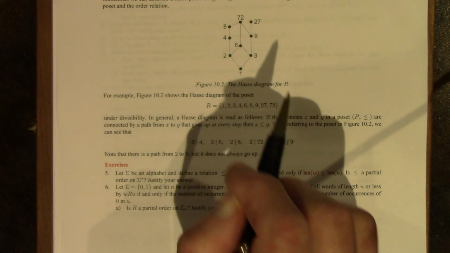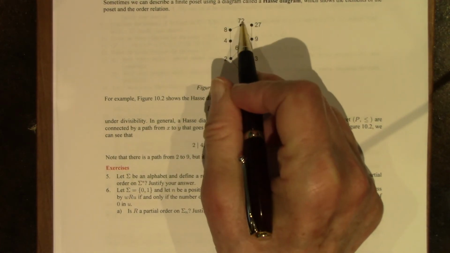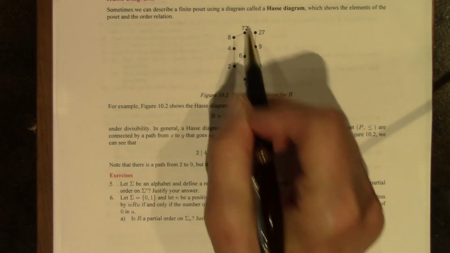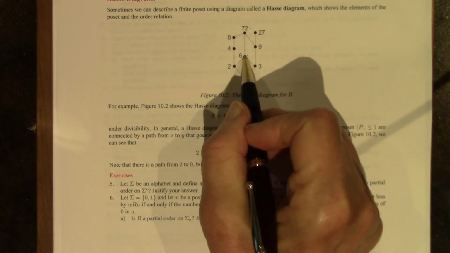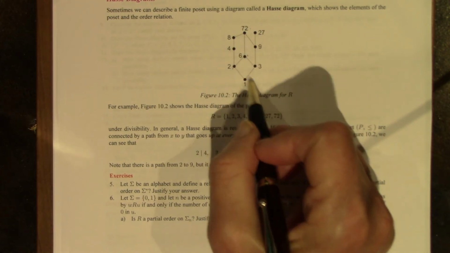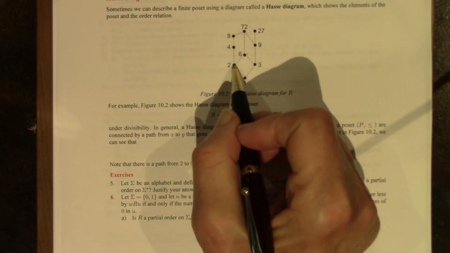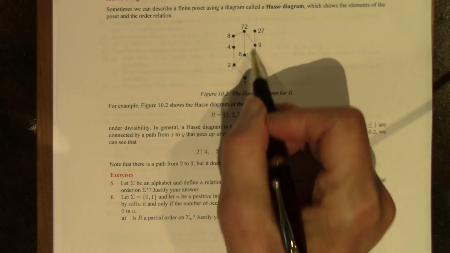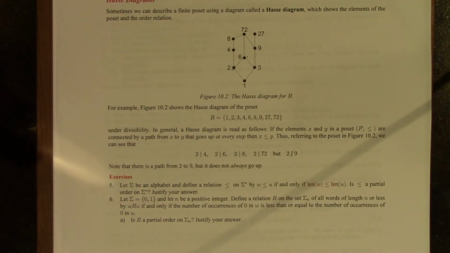So you can read, in this case, 6 divides 72. Less than or equal to in this setting is divisibility. So 6 divides 72. 2 divides 72 because there's a path going up from 2 to 72. From 1 there's a path going to all elements because 1 divides everything. 2 does not divide 9. There's no way to get from 2 to 9 going up. You can go to 6 and then down to 3 and up to 9, but that's not relevant. You must always go up.